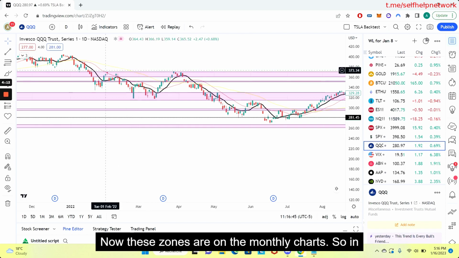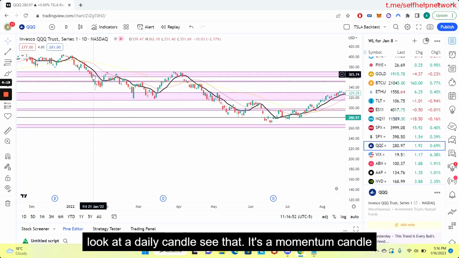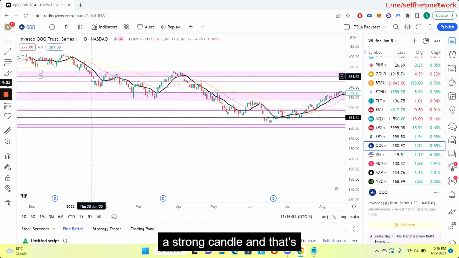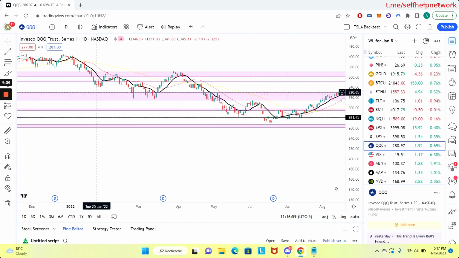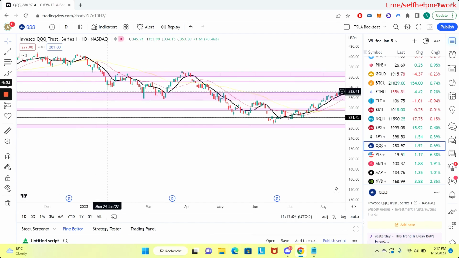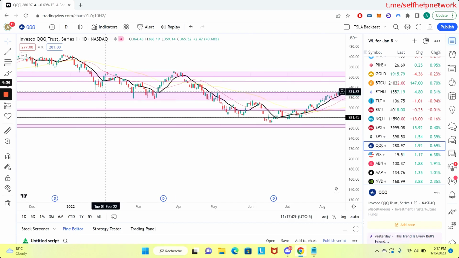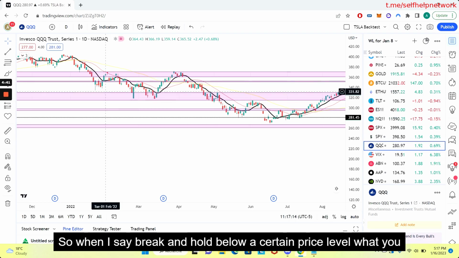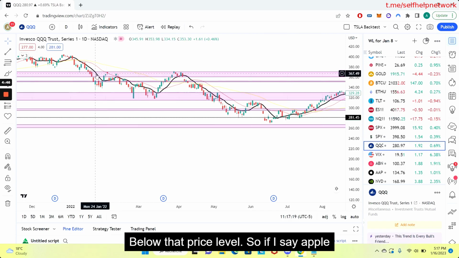This is what I mean when I say break and hold below a certain price level. Now these zones are on the monthly charts. So in this case, I can look at a daily candle, see that it's a momentum candle, a strong candle, and that's breaking below support, so I can get short for the next level, next zone, which is on the weekly around 320. Now if you're trading the zones on the daily time frame, you can look for an hourly candle. So when I say break and hold below a certain price level, what you would look for is an hourly momentum candle below that price level.